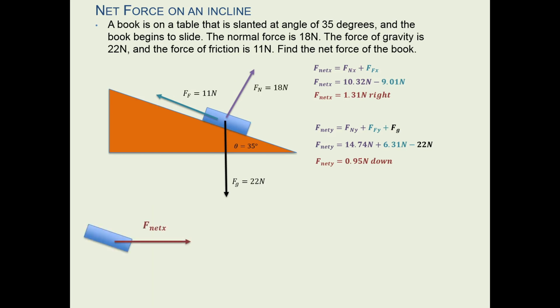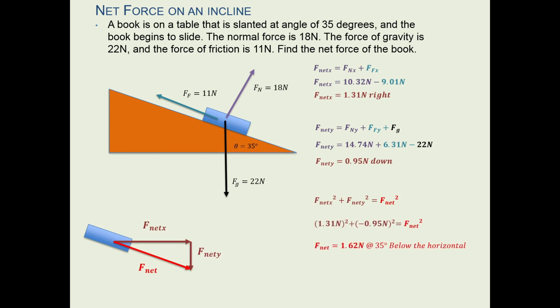Now both net forces in the x and y direction are known. To find the net force overall, we'll have to use the Pythagorean theorem. And this will give a net force of 1.62 newtons at 35 degrees below the horizontal. The angle does not need to be calculated, as we know the object has to slide along the incline.